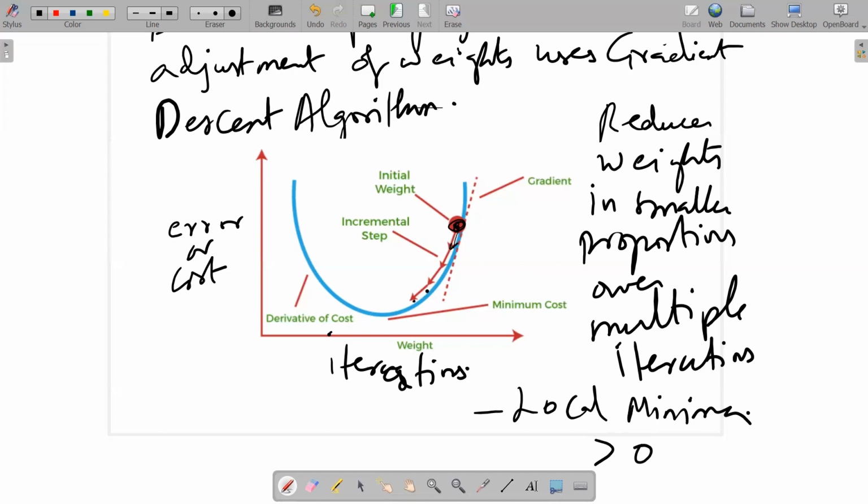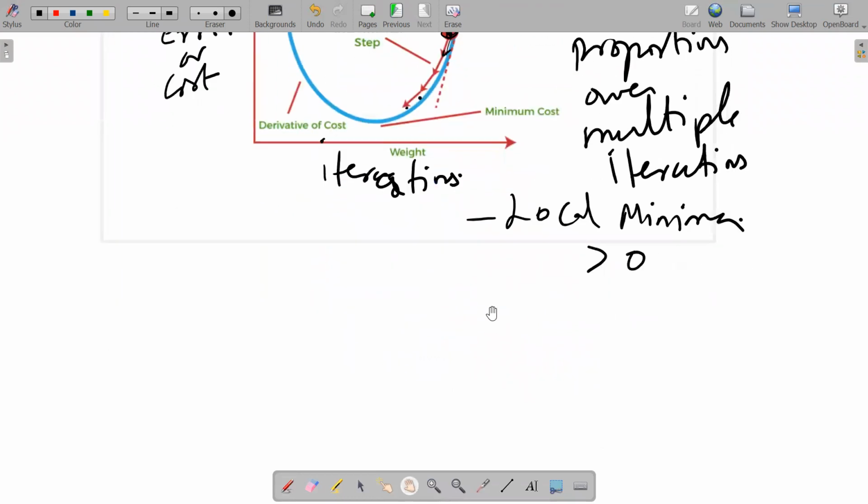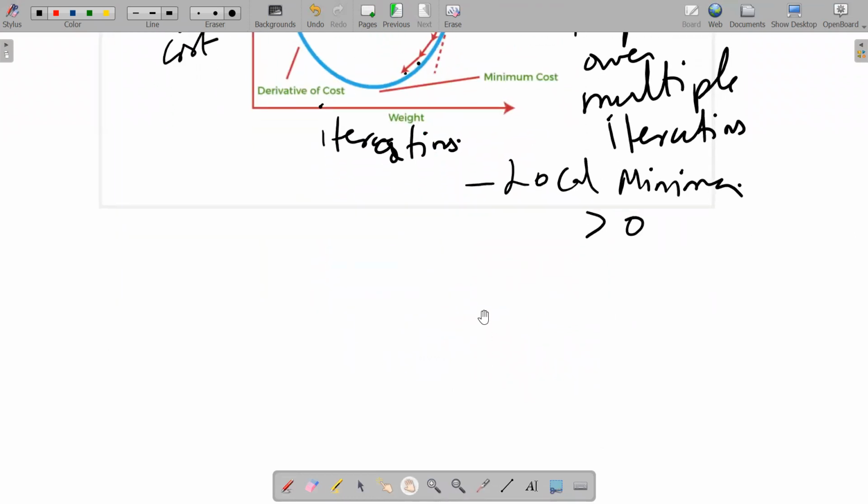And the weights must be reduced in smaller proportions over multiple incremental steps. As you reach your target, the weight adjustment also becomes smaller and smaller. As you reach your local minima, the error becomes smaller and smaller. Now, the question comes, why can't we reduce the weight in larger proportions? Some people say, okay, we can reduce weight in larger proportions also. You can do that, but there is a problem.